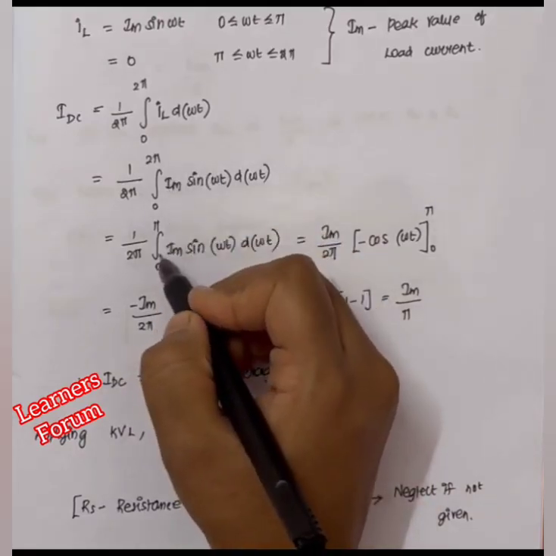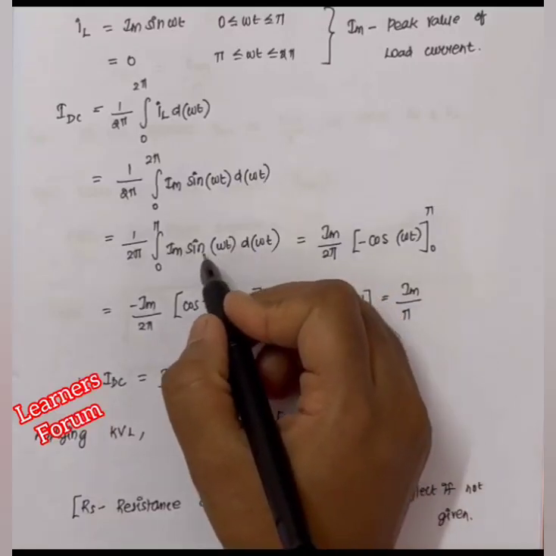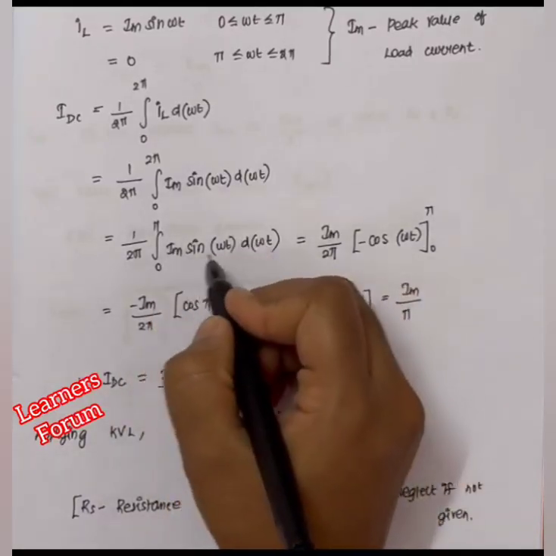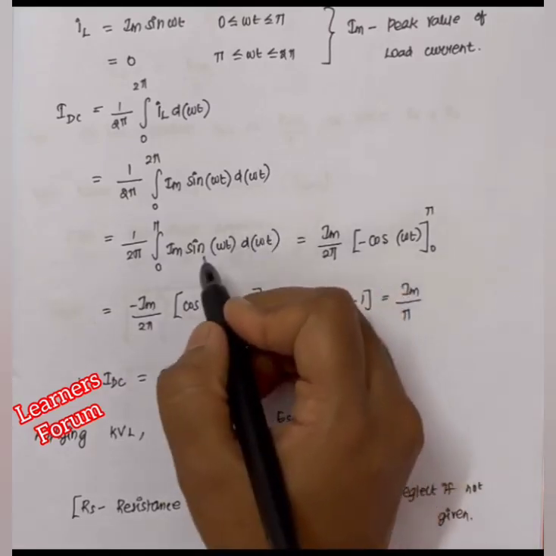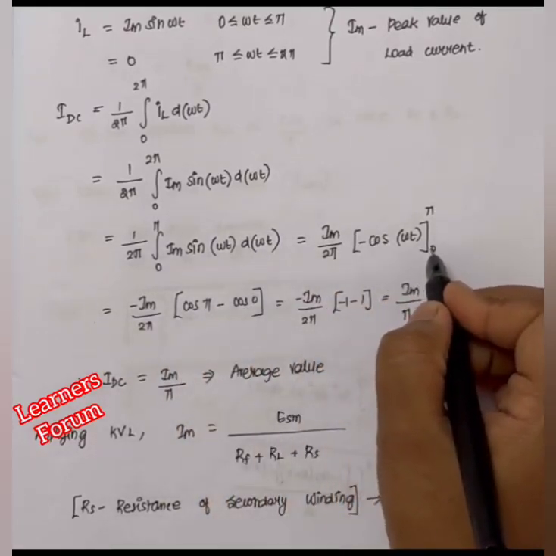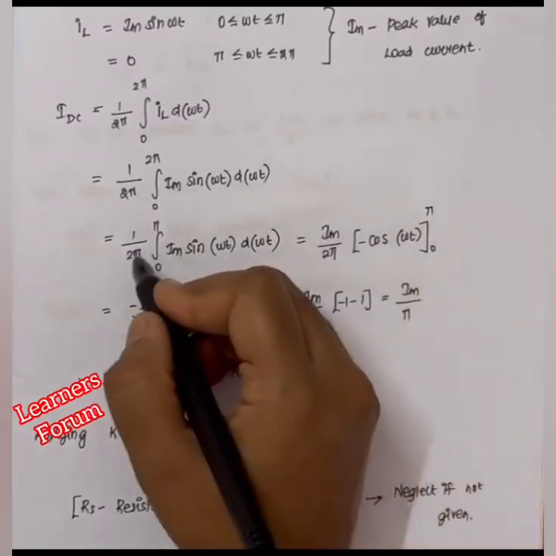So we can stop with that, and it is divided by 2 pi. Integrating the first half of the signal, that is from 0 to pi, we will have the integral of Im sin omega t d omega t. If you integrate sin, we will get minus cos omega t, and the limits will be from 0 to pi.